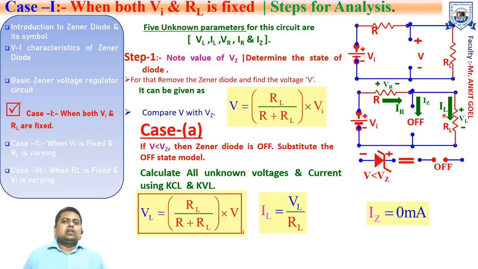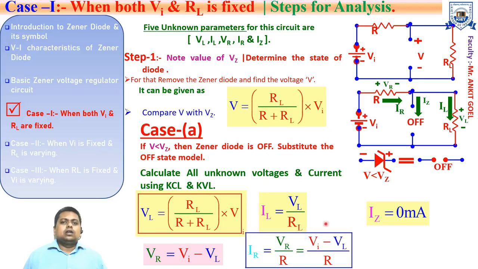So once you know the value of VL and RL, you can now find the value of VR and IR. VR can be found by applying KVL in the circuit: VI minus VL is equal to VR, right? So it is the difference between the input voltage and the load voltage. And now the current IR is the current flowing through this resistance R, that is VR upon R. As you know, VR is equal to VI minus VL, so we can write the alternative formula for IR as VI minus VL upon R.